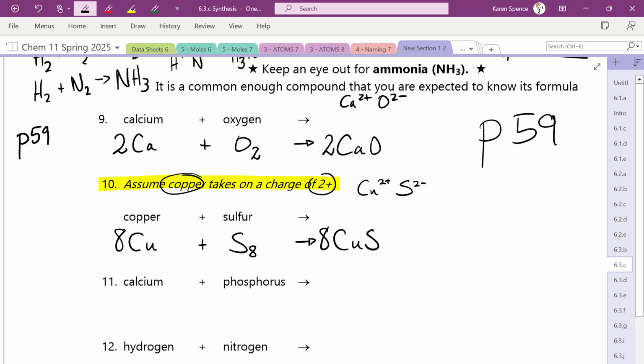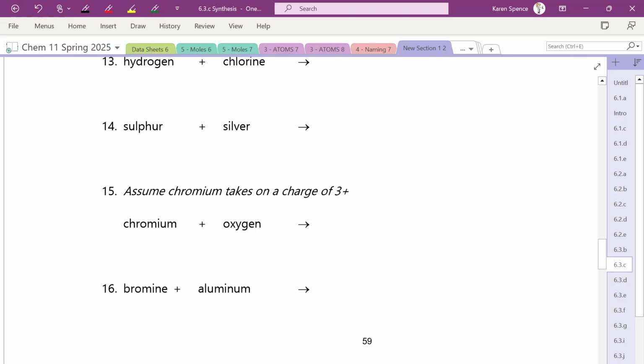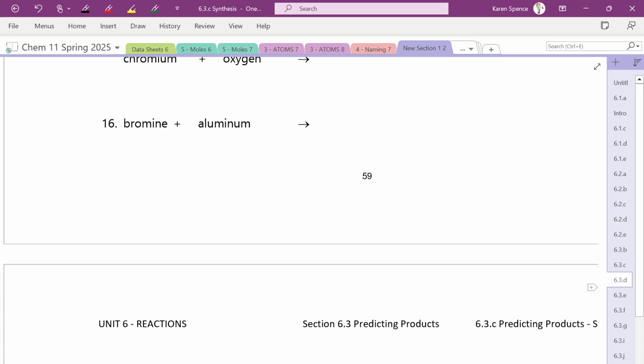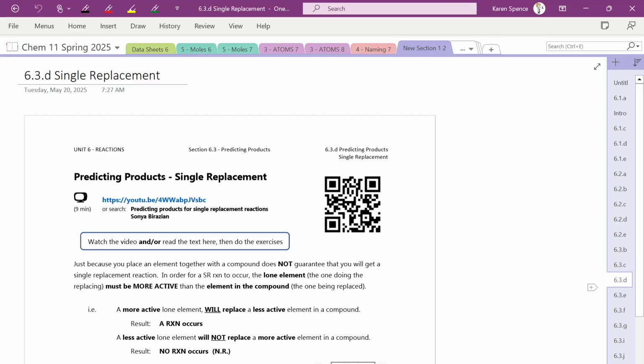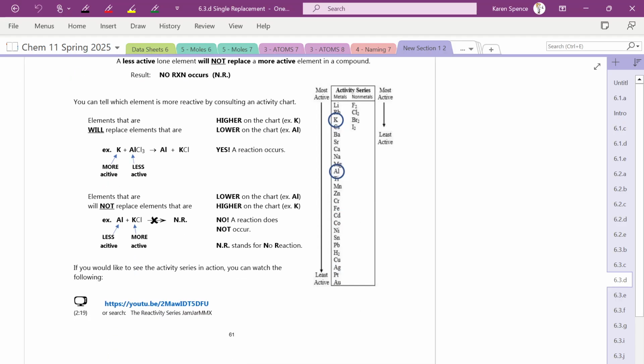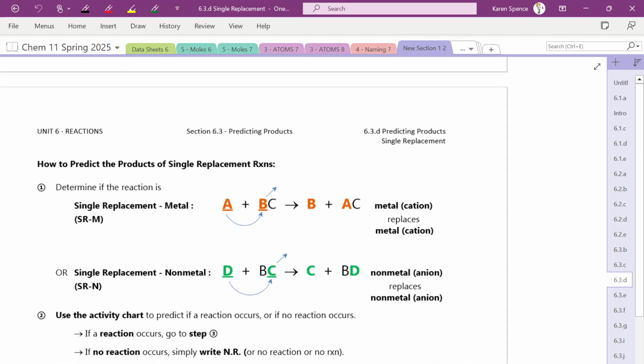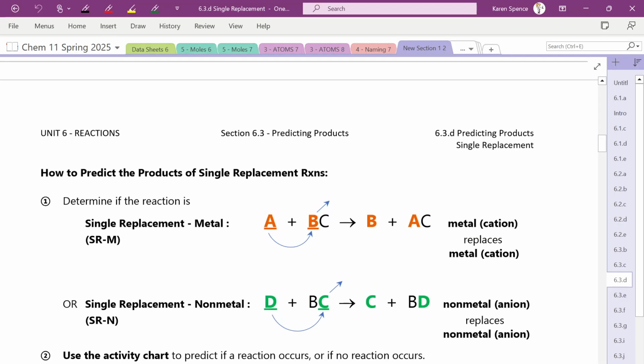Okay, friends, we are going to go to page 62. We are going to be doing some single replacement stuff, but I'm going to skip page 61 for now. I actually need to rewrite this one because it's a little bit out of order. Let's start with page 62.